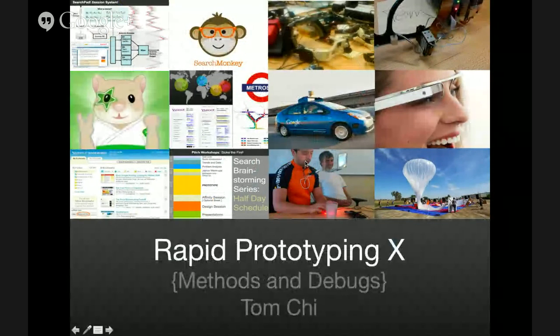The title of the presentation is Rapid Prototyping X. This is a work methodology that has a bunch of specific practices, but also they contain a thing that I call psychological debugs, because a lot of what prevents us from moving very quickly is different things around our own psychologies of how we work.